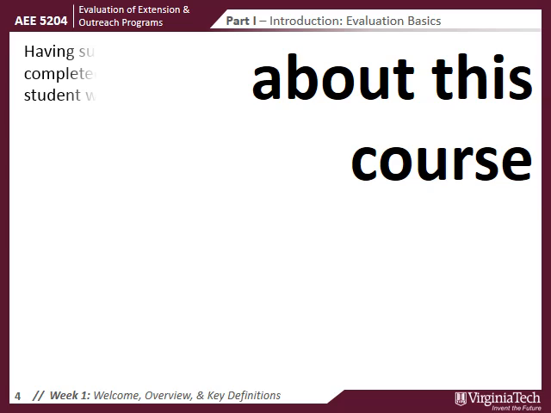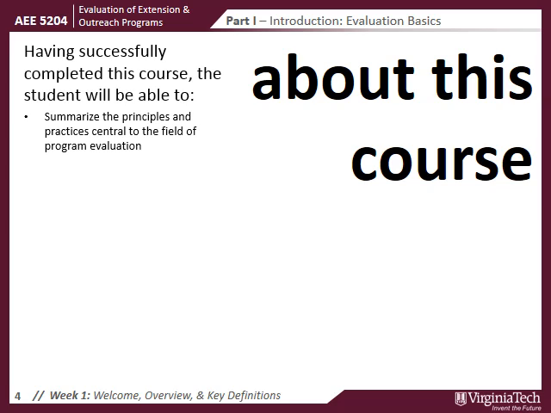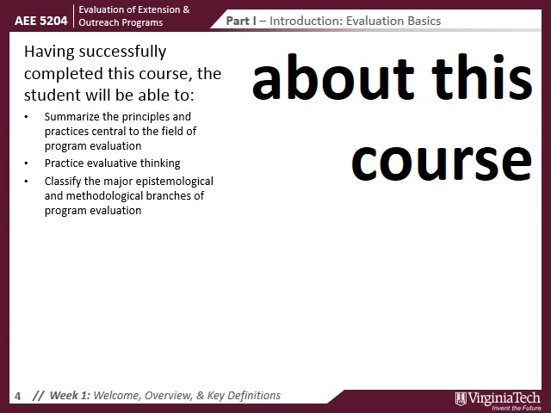To start with, we're going to briefly go over the course objectives, which of course are on the syllabus, which is posted to the Scholar site and which also has been emailed around to you. After this section on introductory definitions and evaluation basics, the first section of the course will be to really jump into the major epistemological and methodological branches of program evaluation.